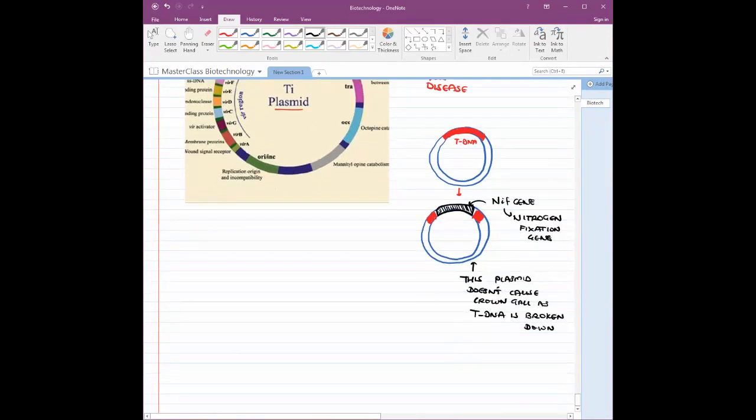Is everybody getting this, guys? Sure, no issues. Had it been the same, this entire T-DNA, and if this enters into your plant cell, so let's imagine this is a plant cell, it is going to have its own nucleus and all.